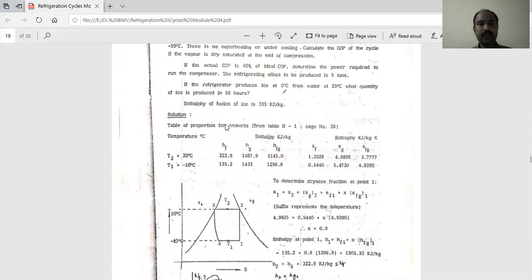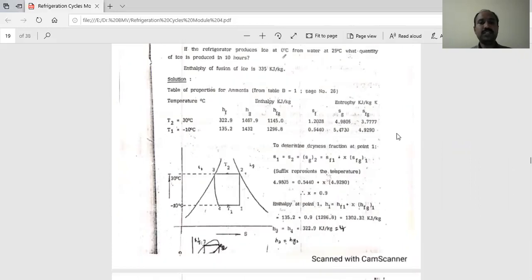From the data handbook for ammonia as a refrigerant, from table B1, we have to write down all the values: the value of hf, hg, hfg, and the entropies sf, sg and sfg. Then afterwards we can note down all these values.